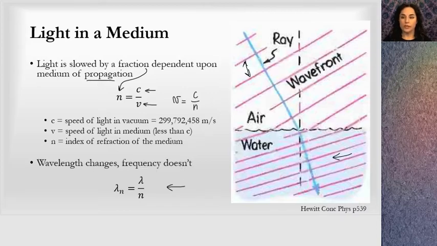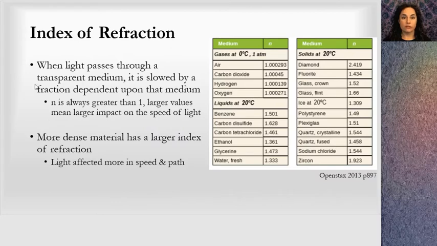So when we look at the index of refraction, we can look at the values for it. And I've chosen a chart from OpenStax, their older version, 2013. When light passes through a medium, it's slowed down. We can see that slowed down. And n then is always greater than 1. If we have c over v and v is always smaller, this fraction is going to be greater than 1. And we can see that in the chart here.